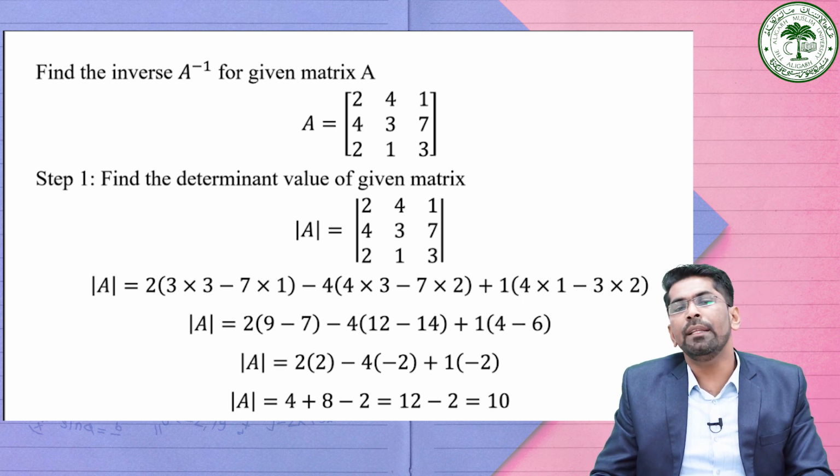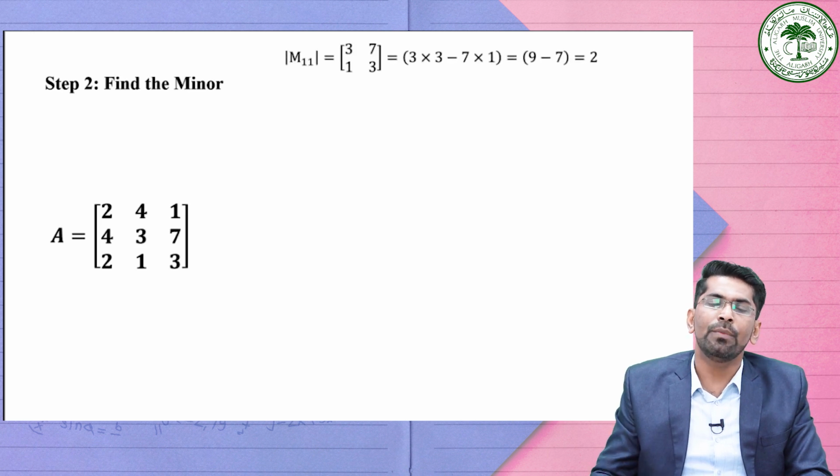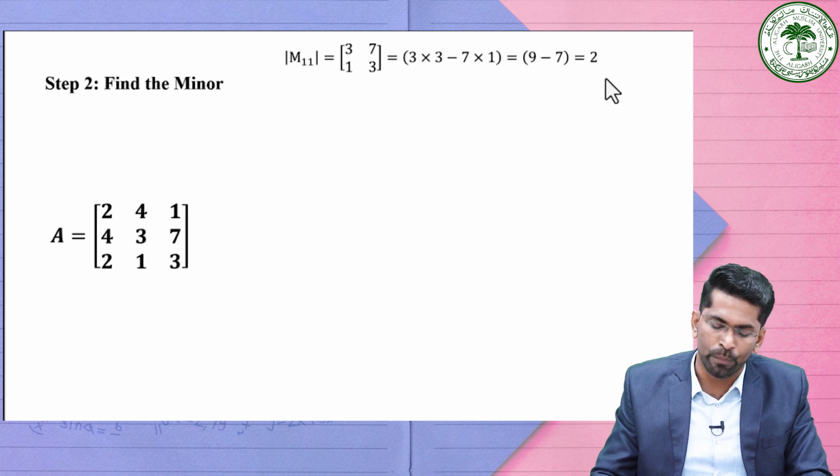After finding the determinant value of the given 3 by 3 matrix, the next step is to find the minors. We know how to find the minor. I am just showing 1 or 2 minors here. Then after that, you just go through it. The first minor, that is the minor of 2, by crossing the concerned row and column, that is the first row and the first column, what is remaining here? 3, 7, 1, 3. Taking the determinant value of this, it is 3 into 3 minus 7 into 1, which is equal to 9 minus 7, which is 2.